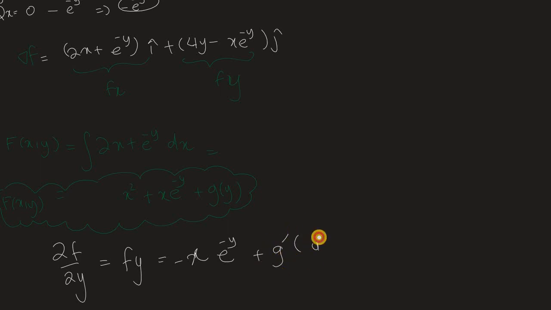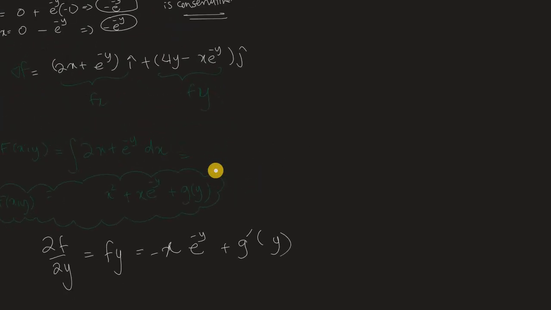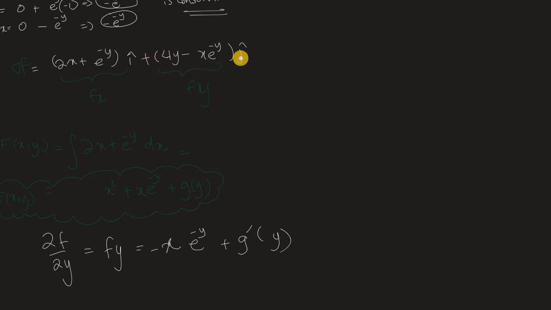So g prime of y, because we don't know what it is, but we know that it's something with respect to y, so it's just a derivative with respect to y, so g prime of y. Okay, so now we have g of f of y over here, the partial derivative with respect to y. So now here we also have partial derivative with respect to y. So now what about making them equal? So let's make them equal to each other.